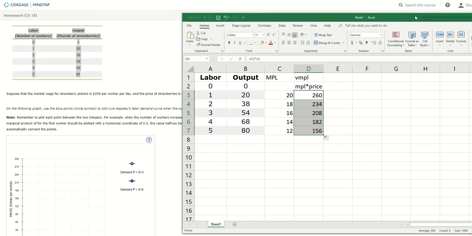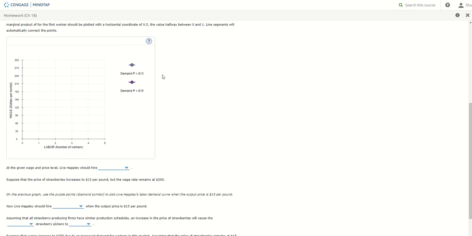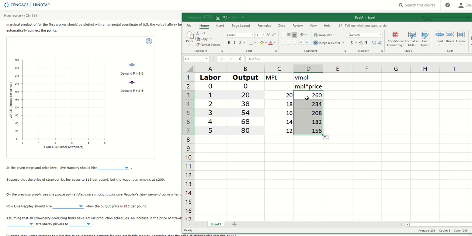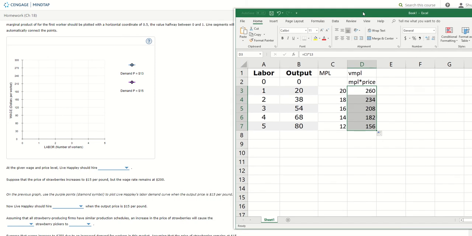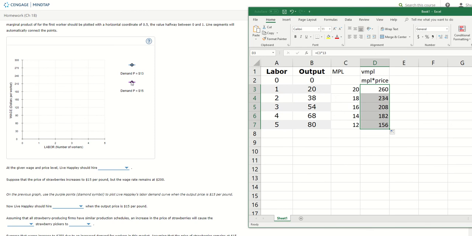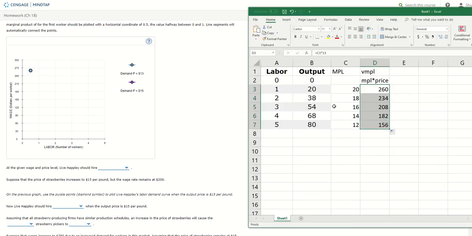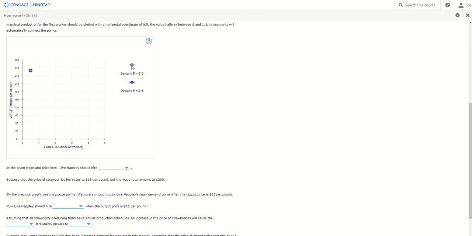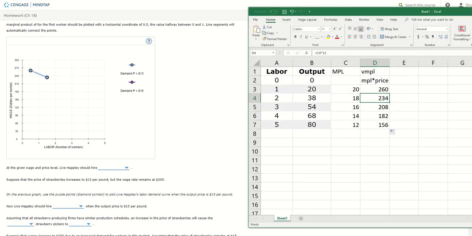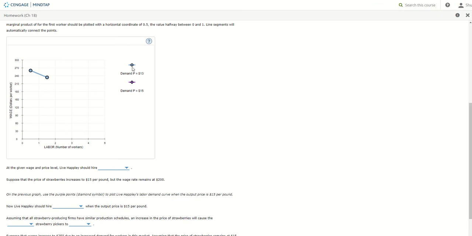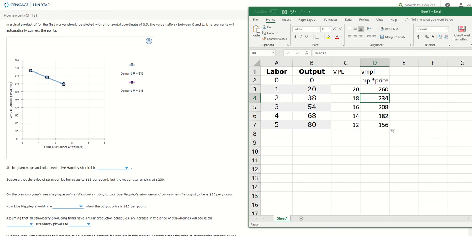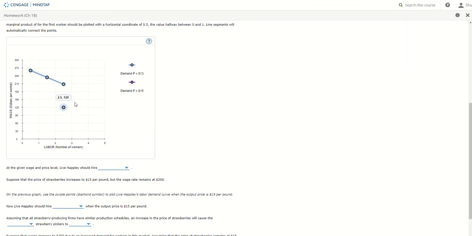Now I'm going to graph this in our little graph over here. For the first one, it's going to be 260. Be careful, because we cannot put a point exactly on the one, it has to be 0.5. So for the first worker it will be at 0.5. Let me double check: the first one is 260, then 234 for the second one, then 208, and 182 and 156. All right, so that's when the price is $13. That's the demand curve for the laborers, for the pickers.